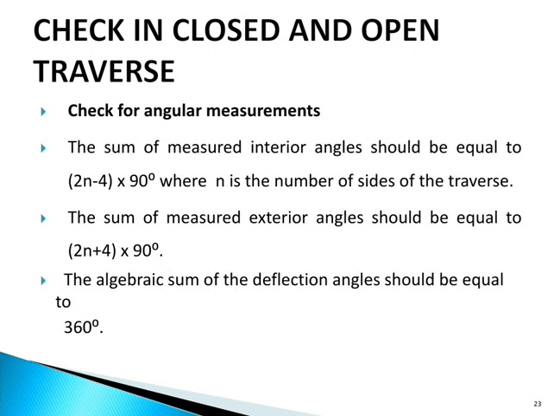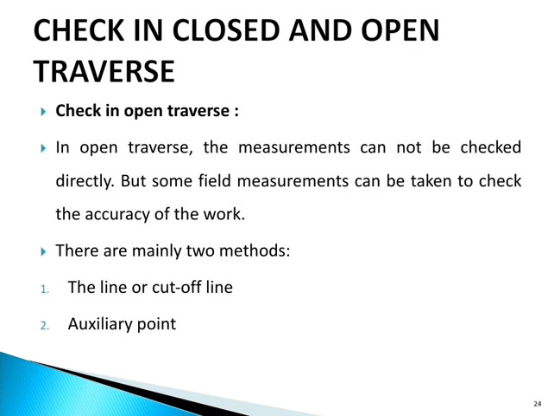Okay. Next is the check for angular measurement. So the sum of measured interior angles should be equal to (2n - 4) times 90 degrees, where small n is the number of sides of the traverse. Next, the sum of measured exterior angles should be equal to (2n + 4) times 90 degrees. And the algebraic sum of the deflection angles should be equal to 360 degrees. Next is checks in an open traverse.